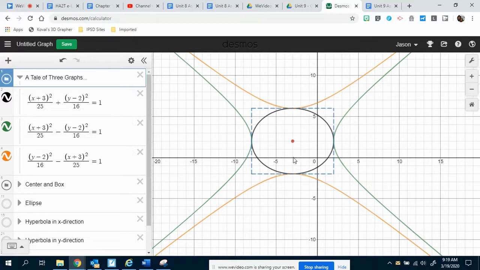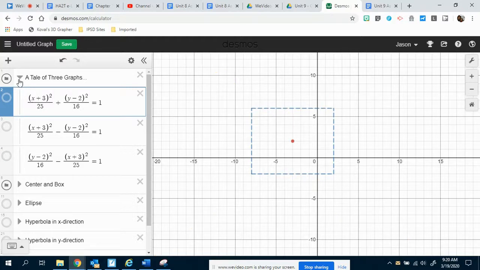The rectangle is centered at (-3, 2), which makes sense because of the x plus 3 and y minus 2. And the x radius is 5 in each of these cases. And the y radius is 4 in each of these cases, due to the 5 squared and 4 squared in the denominator.